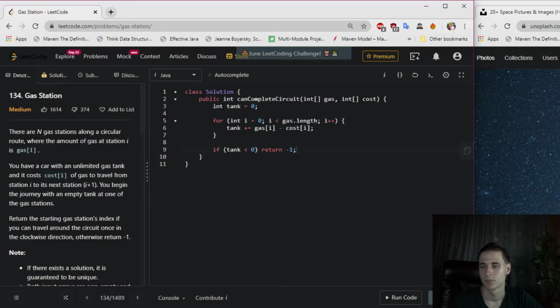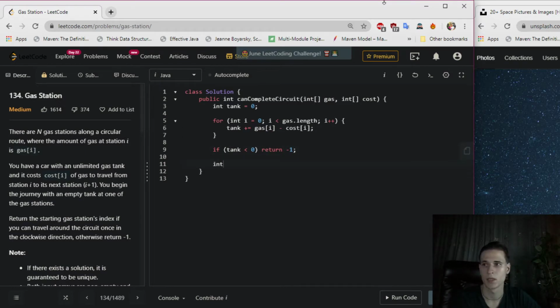-1. After this for loop and after this condition, whether tank is less than 0, we are sure that we can make it, we can travel to the end of this route. And what we're gonna do next is that we just need to find the right station from which we can start our journey.